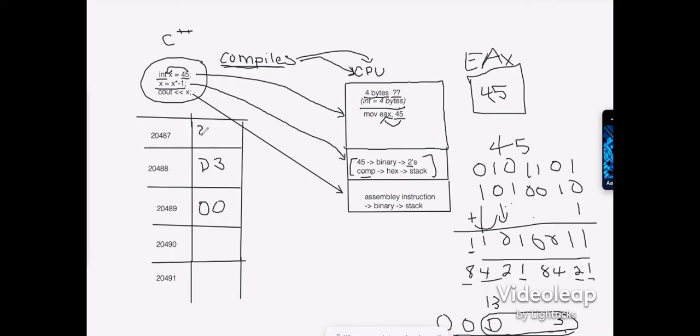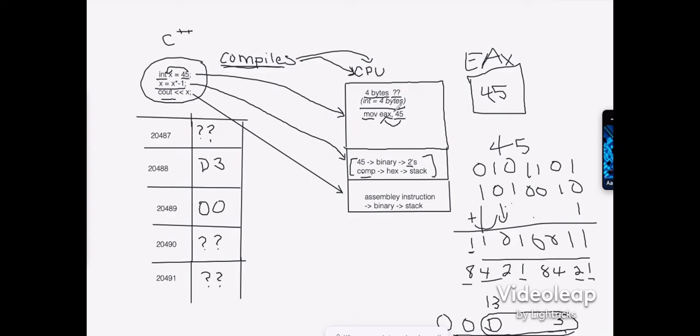Now for the rest of these boxes, we're just going to put question marks because we didn't know what instructions came before our 45. That way we know there's something there, we just don't know what it is.